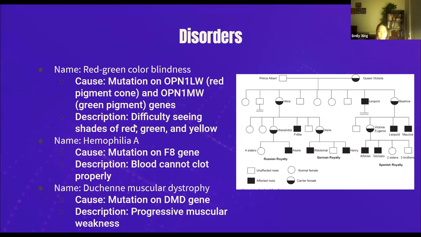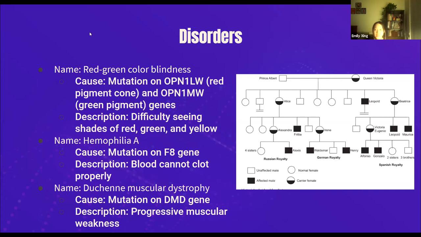So I'm going to go to the last disorder here first, and then I'll go back to hemophilia. Wait, what's the thing on the right? Okay, I will explain that. Do you mean the pedigree? I mean, the picture. Yeah, okay. I will explain it after I go through Duchenne muscular dystrophy, which basically means your muscles get weaker. Mutation on the DMD gene.